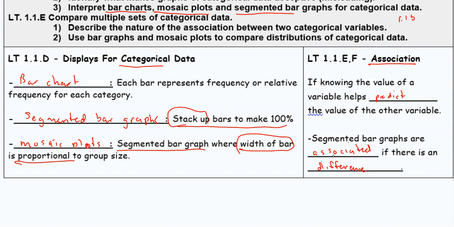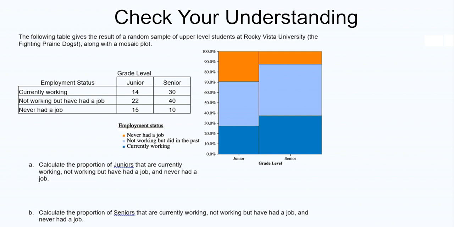So let's check this out, and let's check out that check understanding. The following table gives us the results of a random sample of upper level students at Rocky Vista University. It is a mosaic plot. So if you look at a mosaic plot, what you know is that we have a segmented bar graph where these are the percentages of each category. And the widths tell us how many people have actually been sampled.